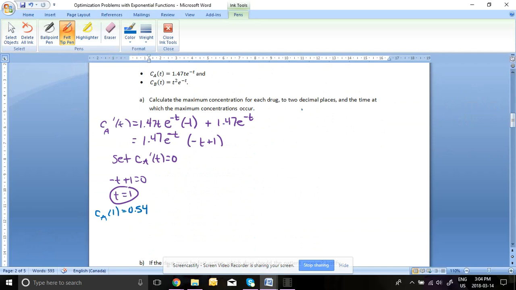Okay, now our second function, CB at t, so we're going to leave t squared how it is, times e to the negative t times -1, plus 2t e to the negative t. So again, we can factor out t and an e to the negative t, and we're left with negative t plus 2.